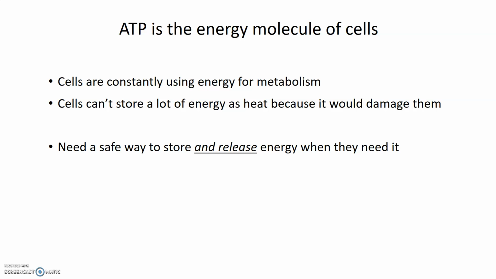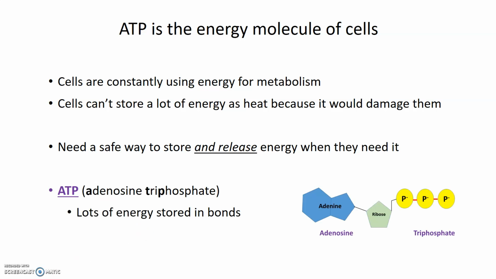they'll denature. And so, high heat or a lot of heat stored in a cell would not only damage cell membranes and proteins, but it would also damage the enzymes. Right? And so there needs to be a safe way to store energy within cells and then release it when it's needed. And that is where the energy molecule, or the energy currency of the cells, ATP, comes in. ATP stands for adenosine triphosphate.